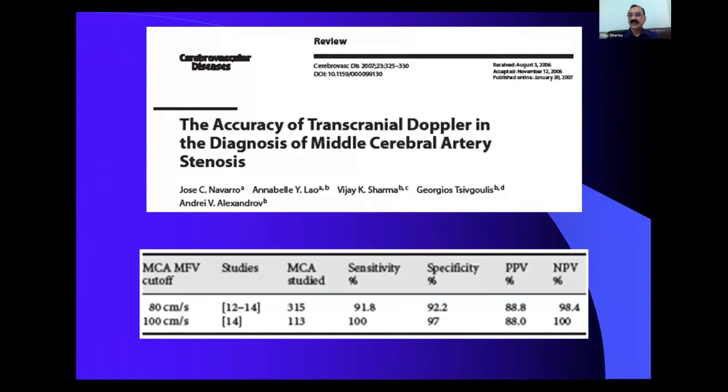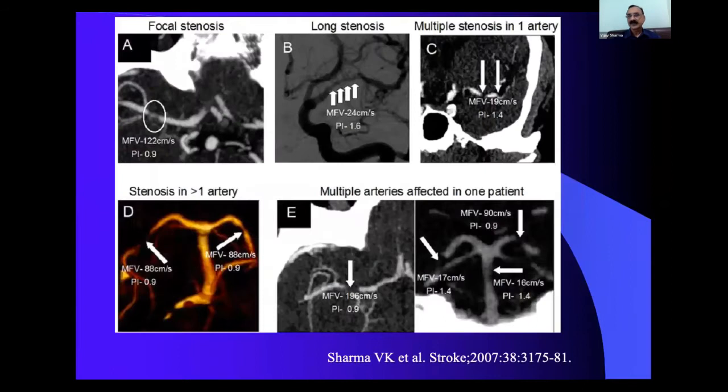Accuracy, especially for MCA, is excellent. Whatever number you use, whether you are using mean flow velocities or peak systolic velocities, you still have very good sensitivity and specificity. It's a wonderful tool, mainly for selection of patients, mainly for screening purposes. And then you can go on to do the advanced imaging. So this is what we see normally, a short segment focal stenosis.